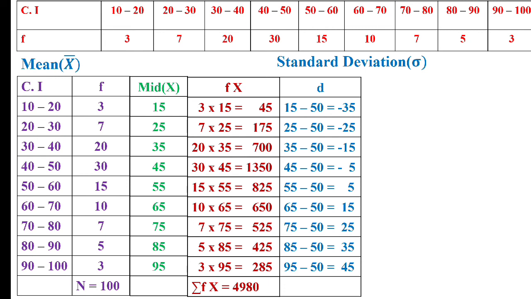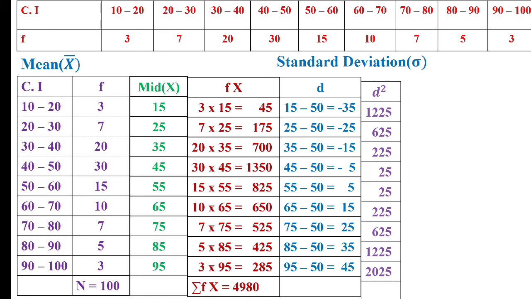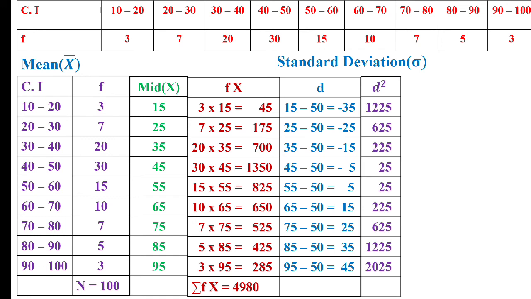Then we need to find the d square value. 35 square 1225, 25 square 625, 15 square 225, 5 square 25, 5 square 25, 15 square 225, 25 square 625, 35 square 1225, 45 square 2025.